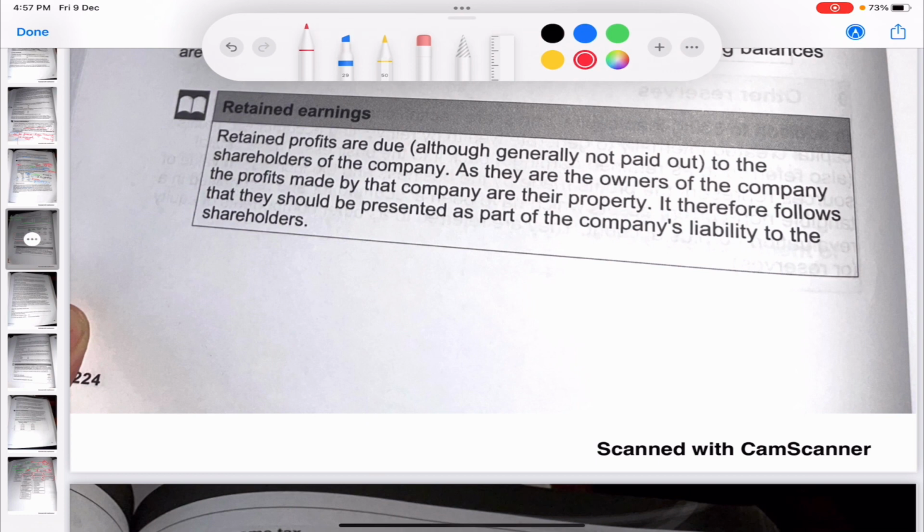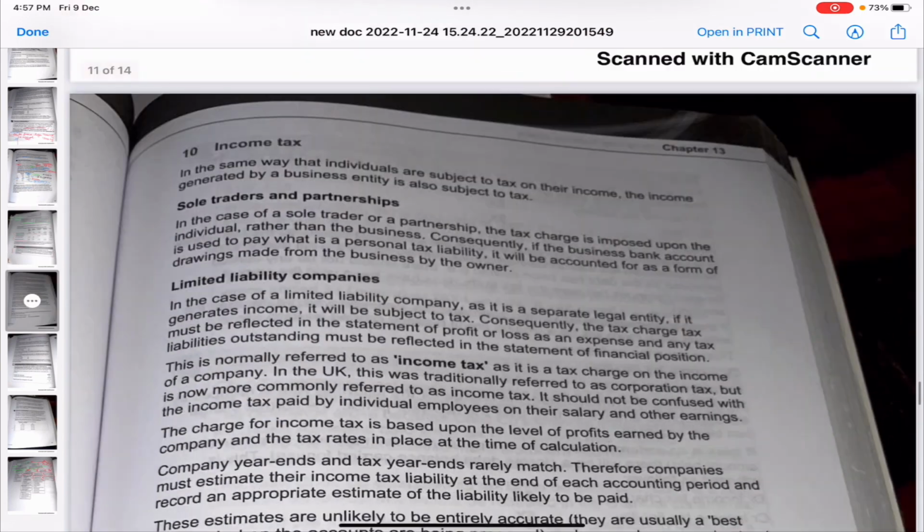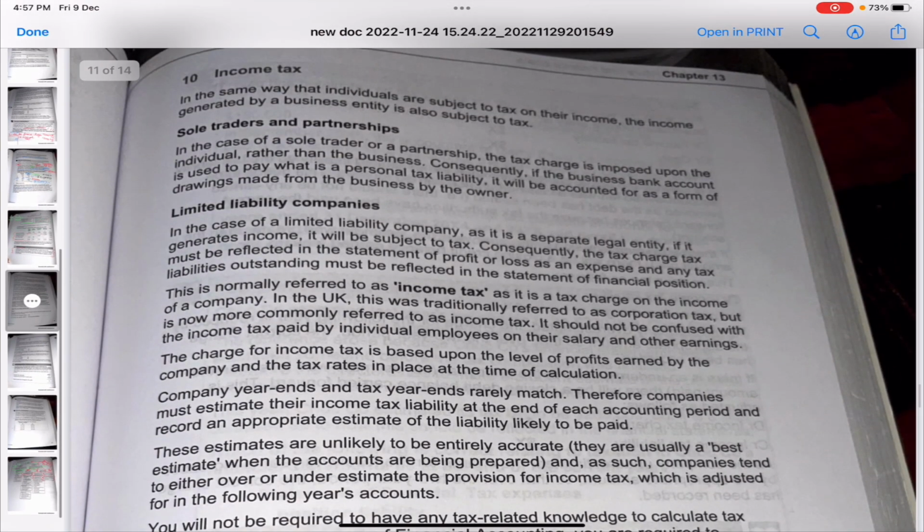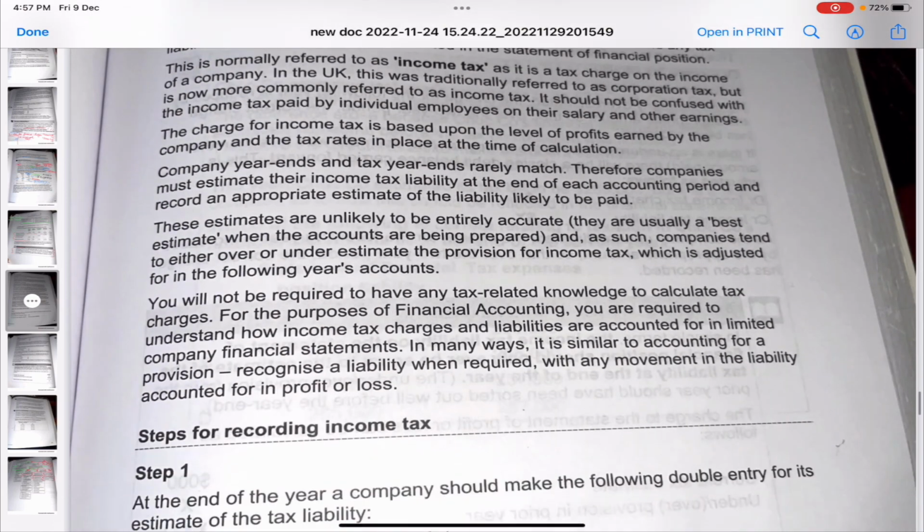Okay. Now we have something called retained earnings. This is something which we have already discussed. Now we have income tax. If you can recall from the previous sales tax chapter, we have already discussed what an income tax is, and we know what over provision is and what under provision is.